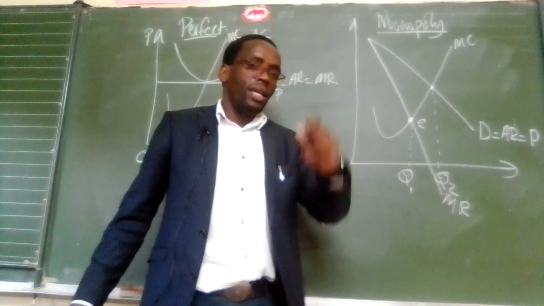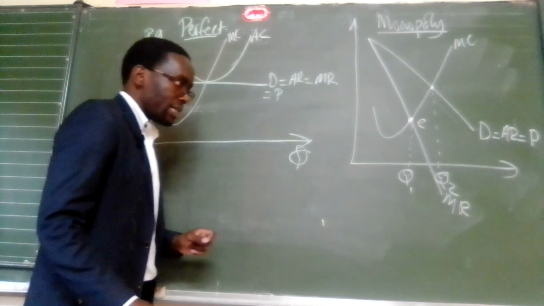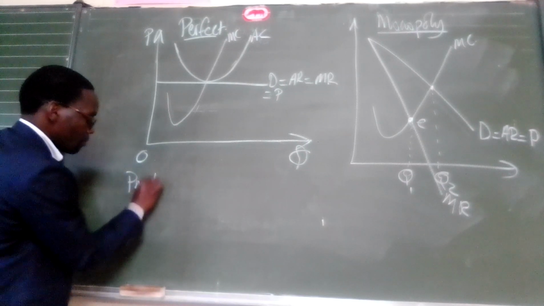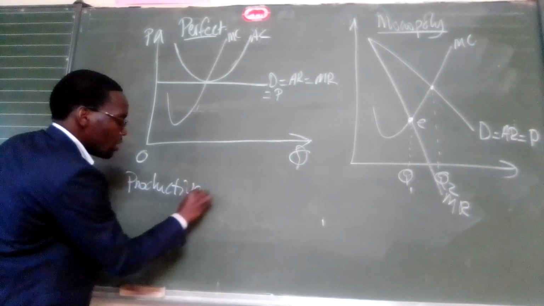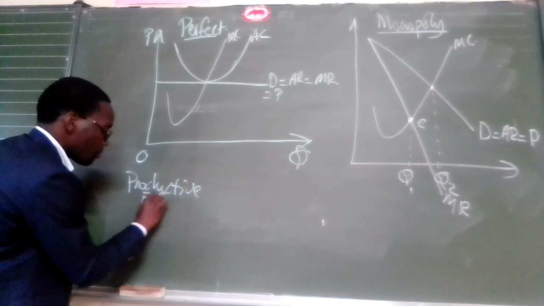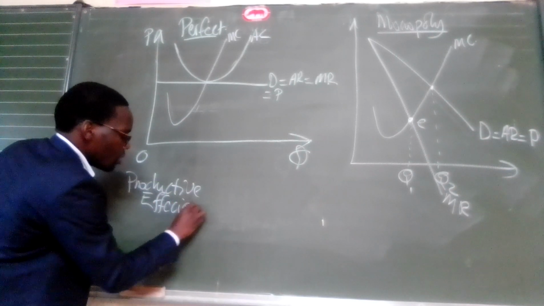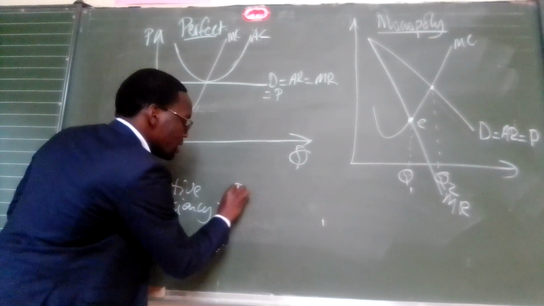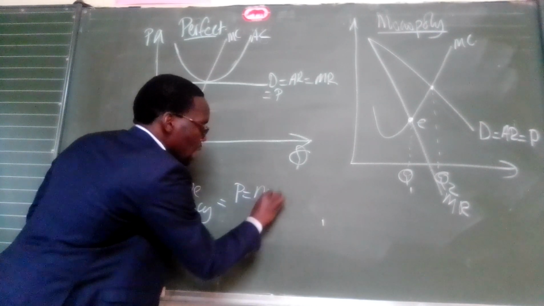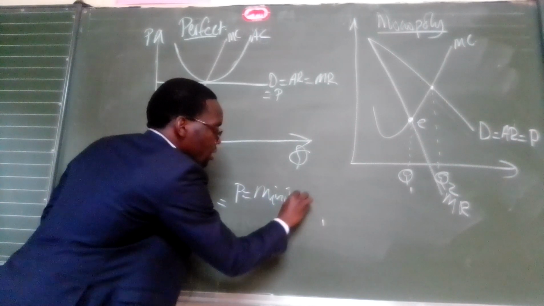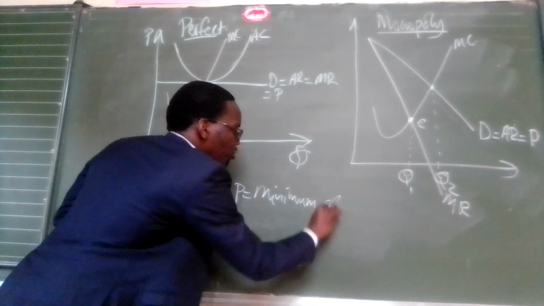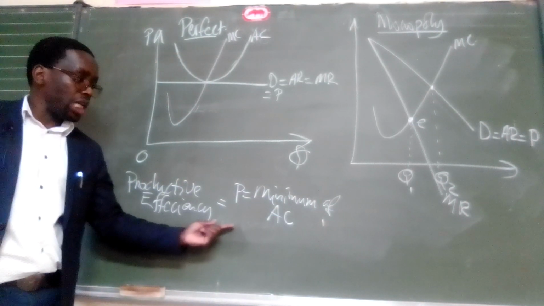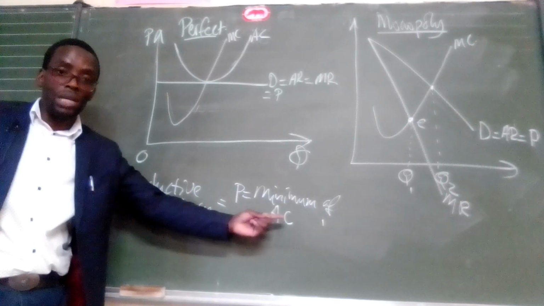Okay, now the next thing that we need to understand is, remember we said productive efficiency. It is achieved at a point where price is equal to the minimum of AC. So productive efficiency is achieved at a point where our price is equal to minimum AC.